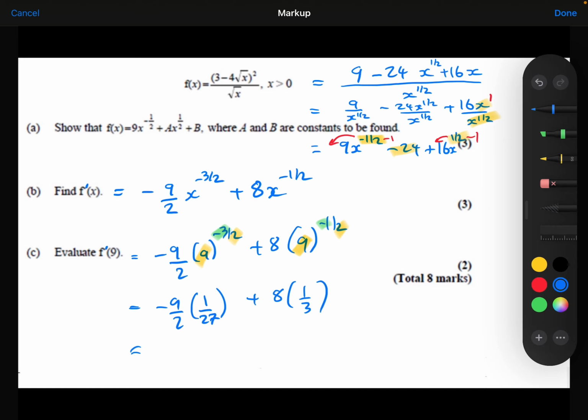Simplifying this now then. Well, the first term, the 9 and the 27, I can see they're going to cancel out. And so this is going to simplify to be minus 1 over 6 because of the 2 times the 3, plus 8 over 3. Let's get a common denominator here, so let's rewrite the 8 over 3 as 16 over 6. Now we can add those two things together to get 15 over 6, or 5 over 2.